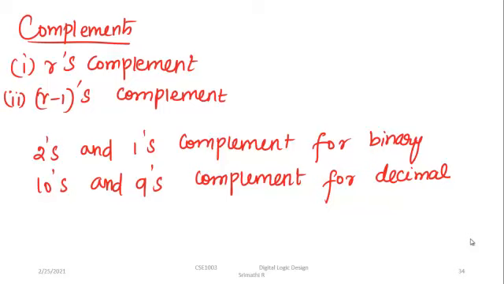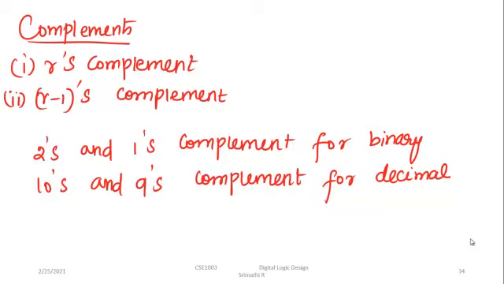Good morning. Today I am going to take R's complement and R minus 1's complement in digital logic design. Till now, we have seen number system and conversion of one number system to another number system. What are the number systems we have discussed? We have discussed decimal, binary, hexadecimal, and octal number system.